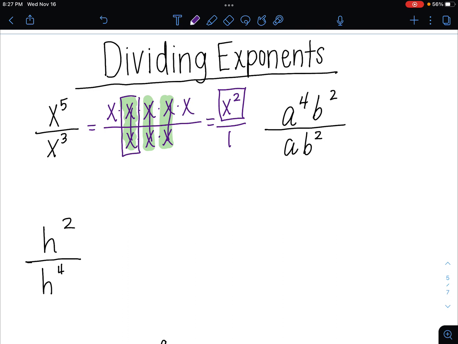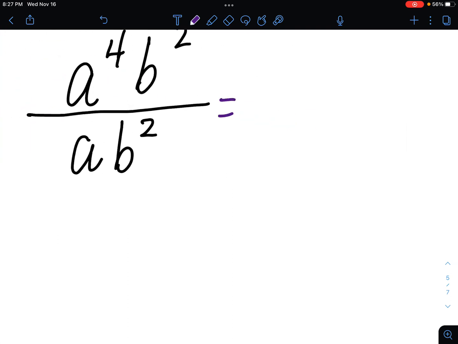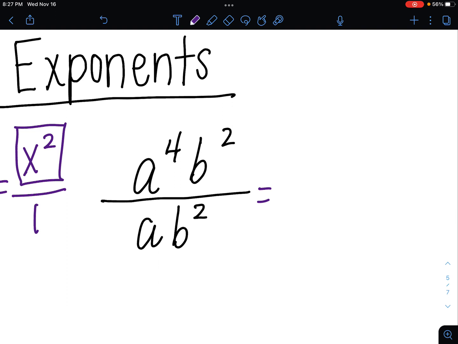The next one, got a few more terms to it. So we have a to the fourth power multiplied by b to the second power divided by a times b to the second power. So again, starting out with a fraction, because in the numerator we have a times a times a times a. We have 4 of them multiplied by b to the second power, so b times b.